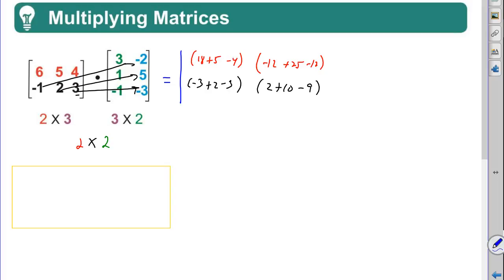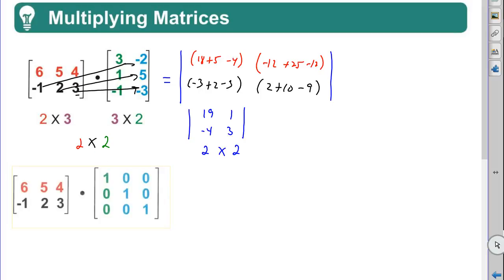Okay, now all I have to do is simplify everything up. 18 and 1 is 19. Negative 24 and positive 25 is 1. Negative 6 and 2, I believe that's a negative 4, and 12 and a 9 is a 3. And of course, notice we did end up with what we expected, that 2 by 2. So across and down, across and down.